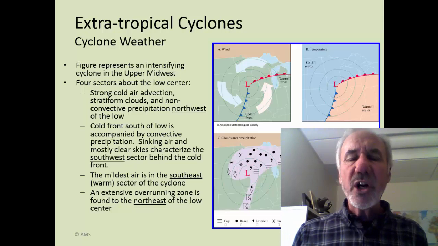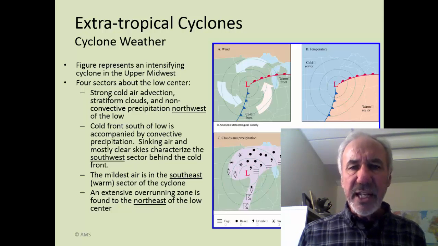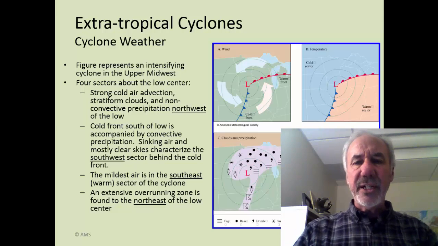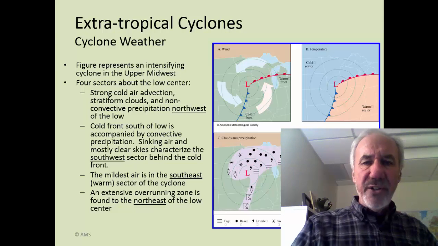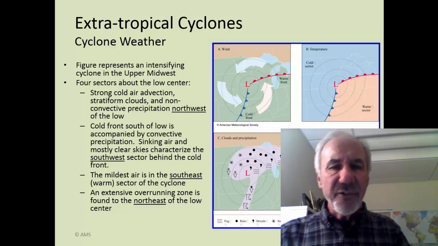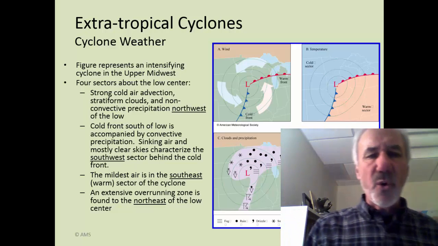All right, now we have a very important concept here for extratropical cyclones, and that's what we call the 4 quadrants. In other words, let's look at A, for example, over this surface analysis depiction here. If you could draw 4 quadrants, a northeast, northwest, southwest, and southeast, you're going to find different weather there. So let's work down through these 4 sectors or quadrants.